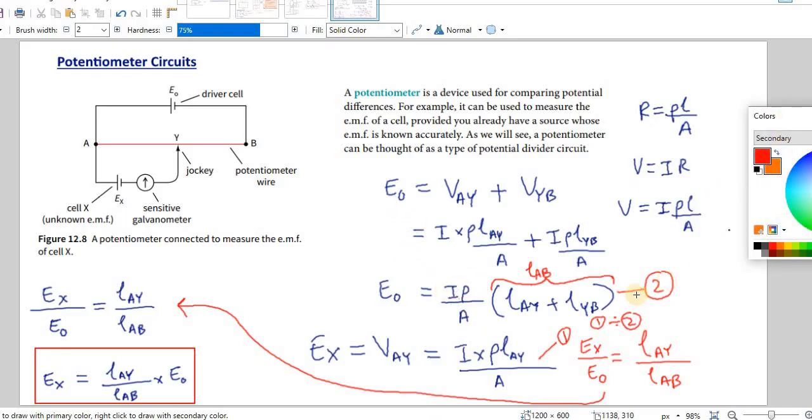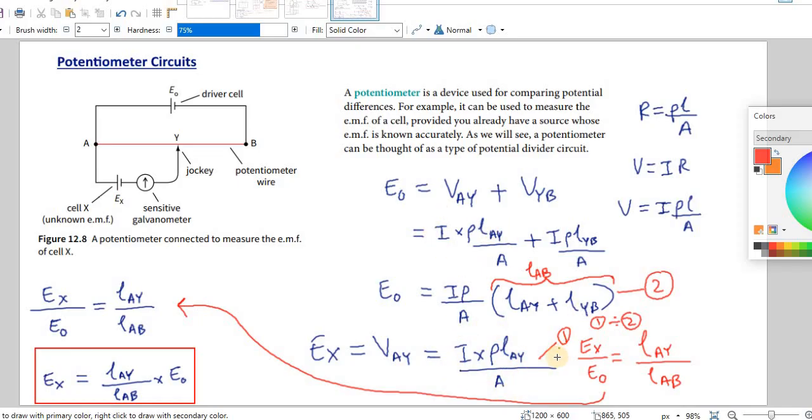Okay, and now what do I have? I have this. Now here you can see LAY plus LYB, the length AY plus the length YB is what? The length AB. That's why I wrote it here, length AB. Okay, now for EX also I can write the EMF EX is having a magnitude equal to the potential difference across AY. So VAY, and the potential difference across AY you can see is this I times R, and R is rho L over A, so then I can rewrite that here.